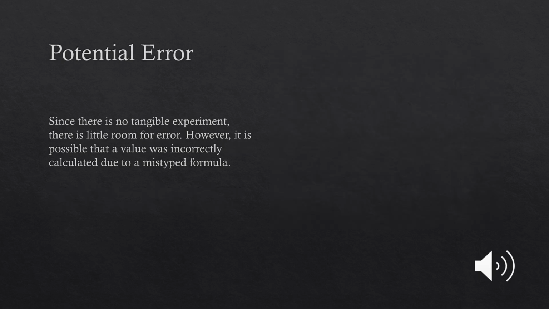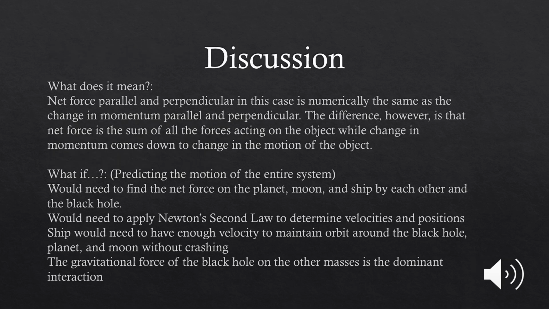Since there is no tangible experiment, there's little room for error. However, it's possible that a value is incorrectly calculated due to a mistyped formula. Also, there might be variation among different students. Let's talk about what this might mean. Net force parallel and perpendicular in this case is numerically the same as the change in momentum parallel and perpendicular. The difference here is that net force is the sum of all the forces acting on the object, while change in momentum comes down to change in the motion of the object.